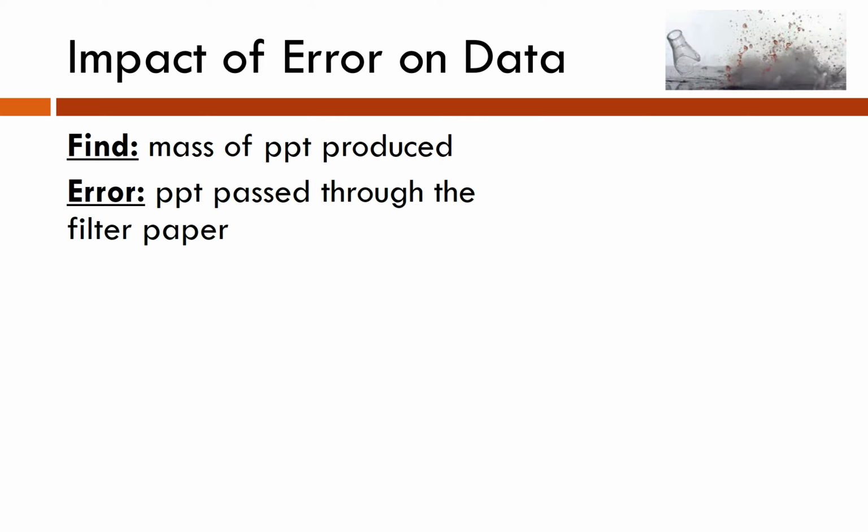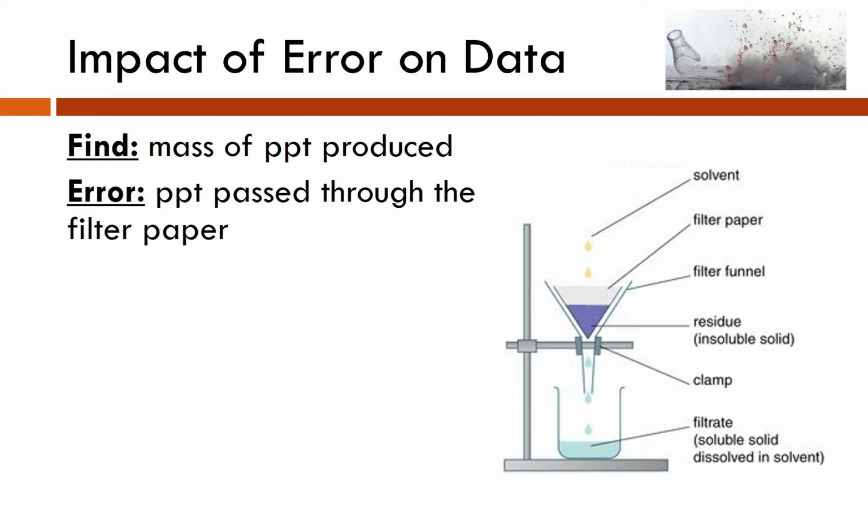So let's do a little bit of practice with this together. You're given the piece of information that you were trying to find or determine. In this case, you're trying to find the mass of the precipitate produced. And our valid source of error is that some of the precipitate has passed through the filter paper. So just to give you a visual, here's your gravity filtration setup. You've got your solution that you're going to pour through a filter with filter paper.